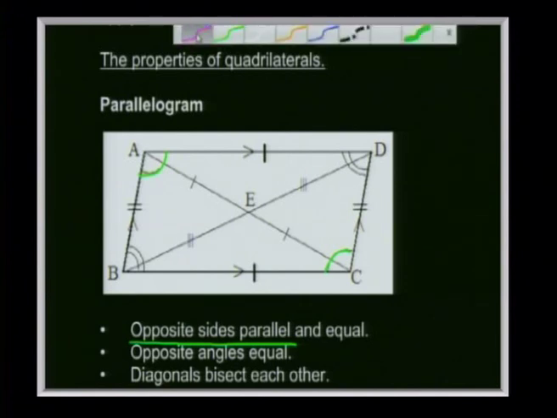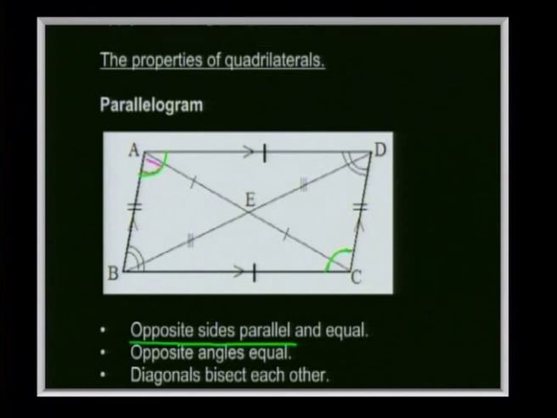Now, unlike a rectangle, AE and EC are not the same length as BE and ED. However, here's an interesting snippet. E is the midpoint of AC and BD. Question: how could we prove that the diagonals bisect each other? Well, let's have a look. Is the midpoint of AC the same as the midpoint of BD? If they are, they bisect each other. Nice question.